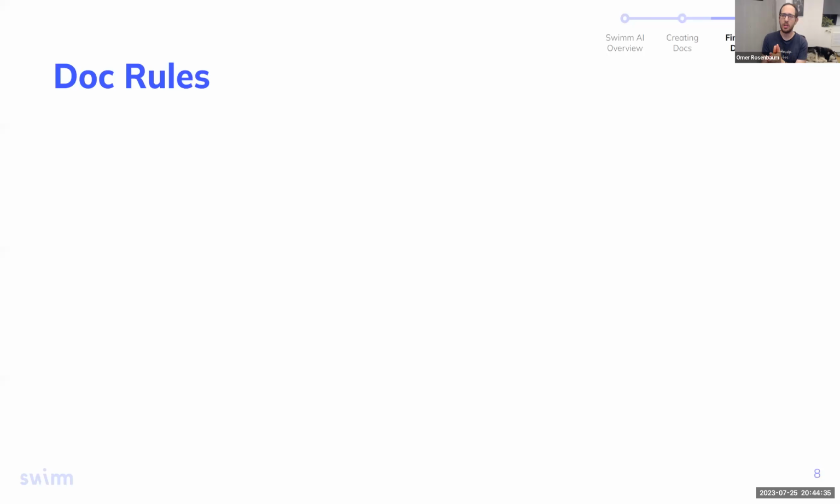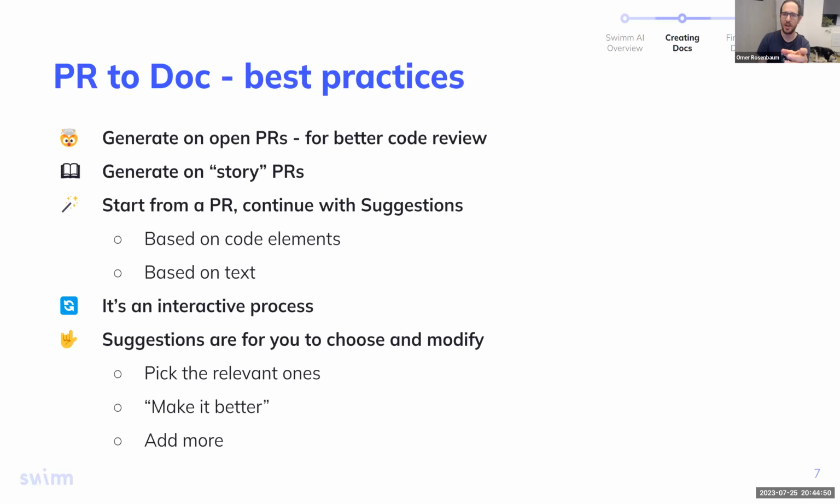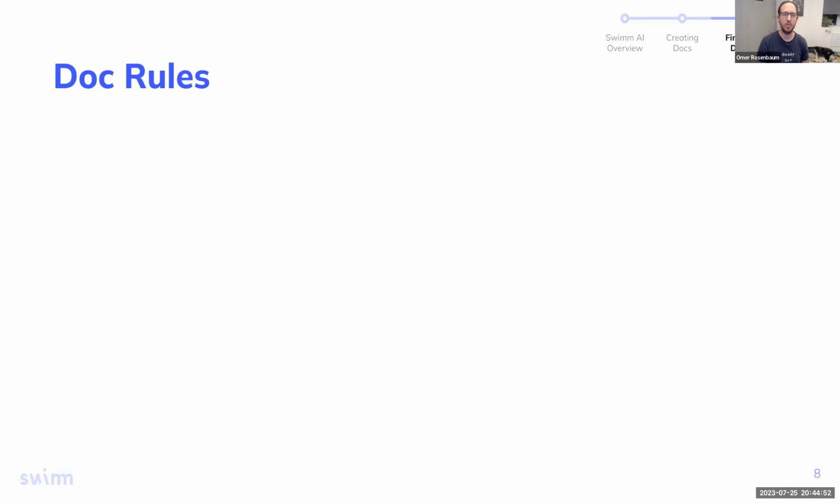Great. So far we talked about two different features regarding creating documentation and making the process of creating documentation easier. By the way, if you haven't noticed, on the top right, you'll see that we have breadcrumbs here. Before we were in the creating docs part, and now we move to finding docs. A new feature that we released and we are very, very excited about is doc rules. So what are doc rules?